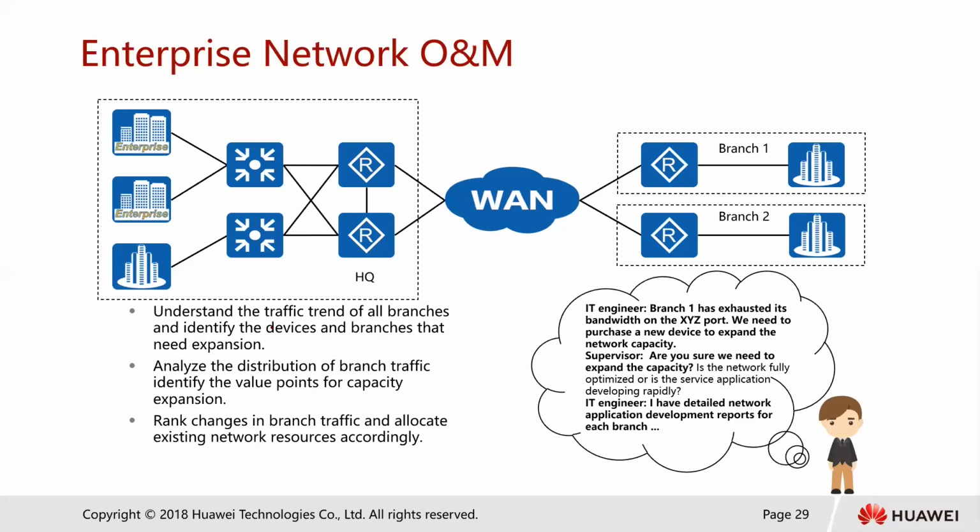All right. So, enterprise network operation and maintenance. Basically here, you just need to understand the traffic trends of all the branches and identify the devices at branches that need expansion. You as a network engineer also need to analyze the distribution of branch traffic and identify the value points for capacity expansion, rank the changes in branch traffic, and allocate existing network resources accordingly. Here as an IT engineer, maybe you have exhausted the bandwidth on this port, and you go to your manager or supervisor and tell them, you know what, I've exhausted all the bandwidth on this port and we need to purchase new devices to expand the network capacity. Supervisors will ask you, are you sure you need to expand the capacity? Is the network fully optimized, or is the service application developing rapidly? If you do your job well, you should be able to say, I have done detailed network application development reports for each branch, and if you look at it, this justifies why we need such devices and why we need to expand the network.